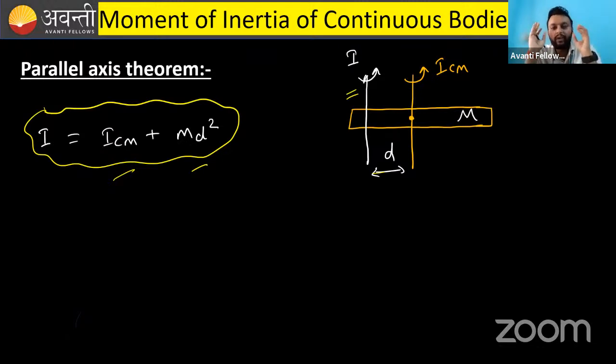In the parallel axis theorem, what you need to remember is that whenever we apply the parallel axis theorem, then both the axes must be parallel to each other. Second thing, at least one of them should pass through the center of mass of the body. Only then can we apply the parallel axis theorem. Clear? Okay. Now moving further.